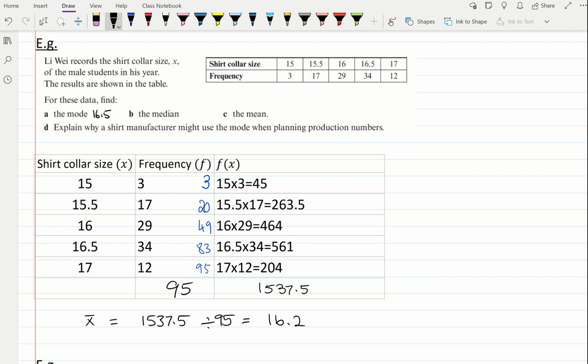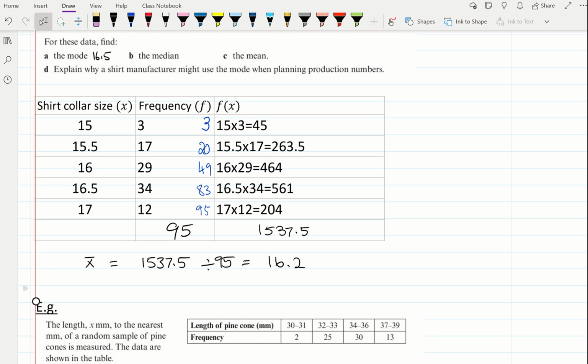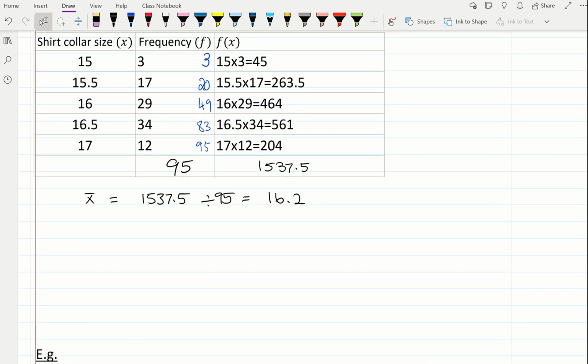And for the median, I know that I have 95 numbers. For S1, to find the median, most of the time, and I'm going to show you when you don't have to do it, is you add 1 and then divide by 2. I don't know if you've seen the add 1 method or not. You add 1, you divide by 2, and this tells you that the median is the 48th value.